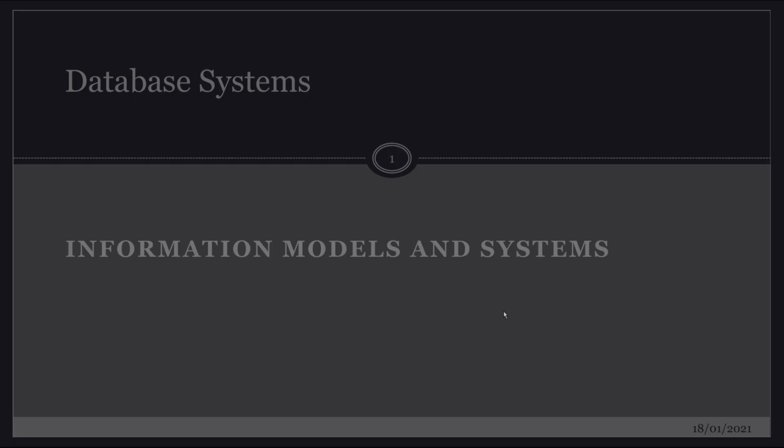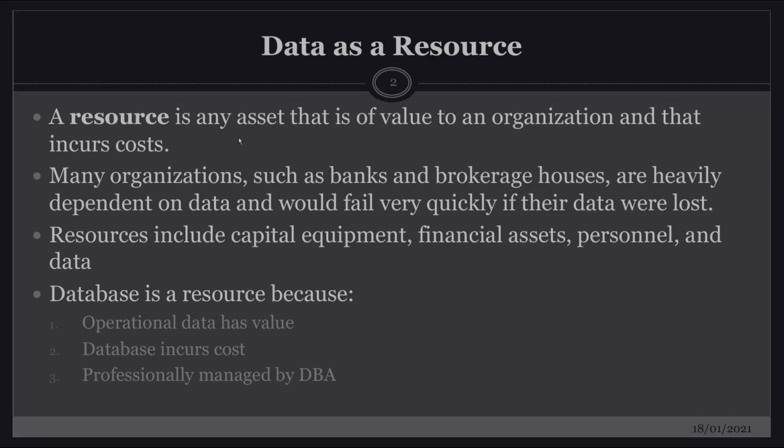We'll start with Lecture 1, Information Models and Systems. So we start with the definition of a resource, which is any asset that is of value to an organization, which means, well, it's vague here, and that's intentional. It can be anything like generating profit, some kind of benefit, happiness, whatever, okay? And that incurs costs. And costs, again, can be of different types, can be money, can be time, can be mental strain, effort, whatever it is, okay? Or even other resources.